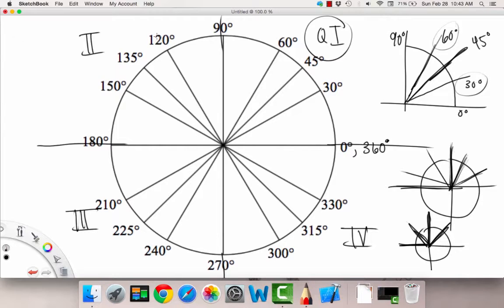Okay, so those are really important: the 30 degrees here and the 45 degrees there. So we just have multiples of those when we move around our circle.